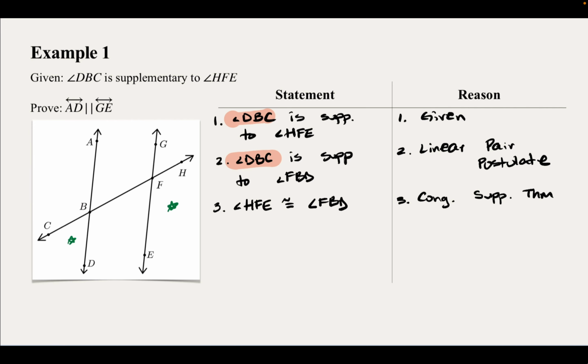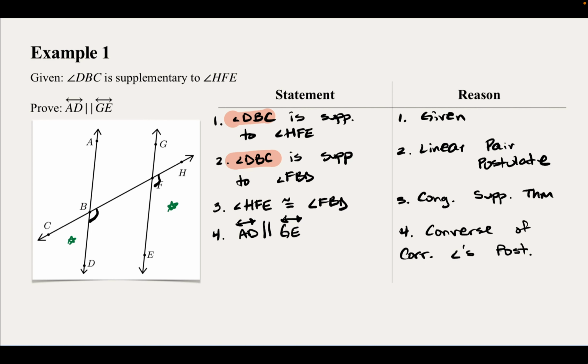And I'm going to put that in my diagram. HFE is congruent to FBD. Notice the types of angles I have here. HFE and FBD, these are corresponding angles. And I just proved that they're congruent. So if I know the corresponding angles are congruent, what does that mean about the lines? It means that the lines are parallel. AD is parallel to GE. And that is the converse of the corresponding angles postulate.